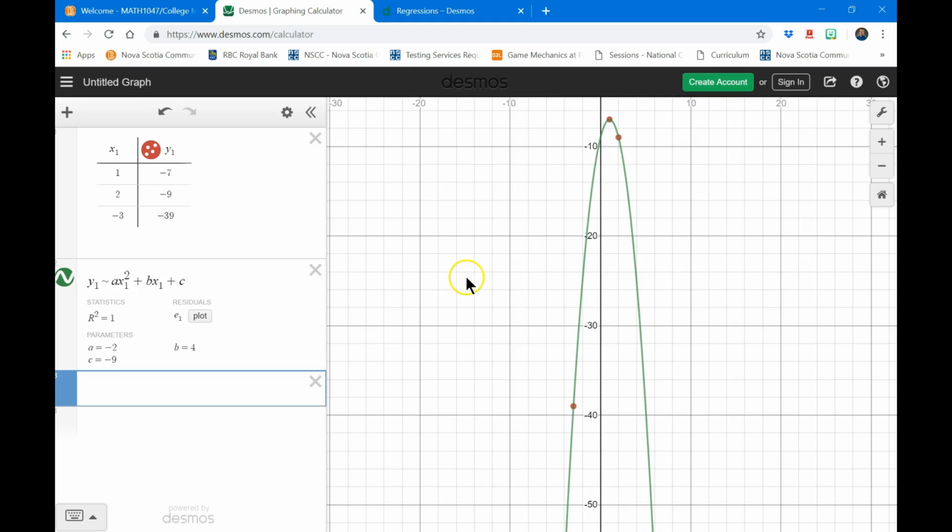Now you can do this with a graphing calculator. Look what I did. I just entered the ordered pairs. Here's our first ordered pair, our second ordered pair, and our third ordered pair. And then I basically just did a regression in Desmos. I typed y1, so that just subs in the y column here.